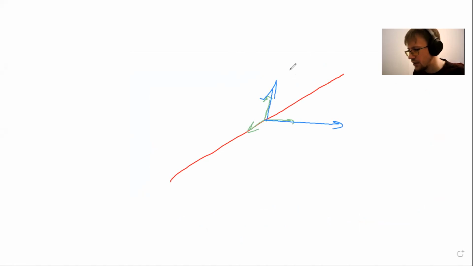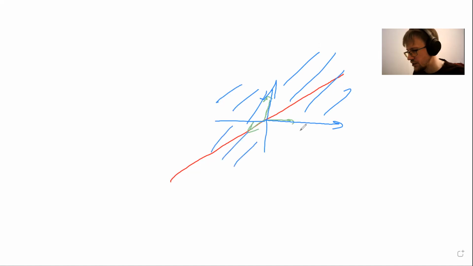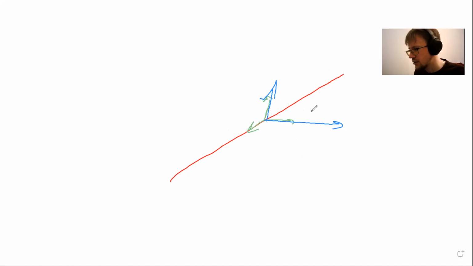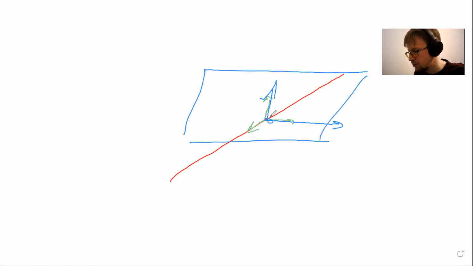So the space of all orthogonal vectors is actually all of this, and all of this, all of this, all of this. So in other words, you can write it kind of like this plane, which is perpendicular to this line. So this whole plane is the orthogonal complement of this line.